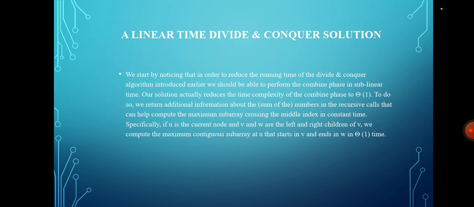Then the linear time divide and conquer solution. We start by noticing that in order to reduce the running time of the divide and conquer algorithm introduced earlier, we should be able to perform the combine phase in sublinear time. To do so, we return additional information about the sum of the numbers in the recursive calls that can help compute the maximum subarray crossing the middle index in constant time. Specifically, if u is the current node and v and w are the left and right children of u, we compute the maximum contiguous subarray at u that starts in v and ends in w in O(1) time.